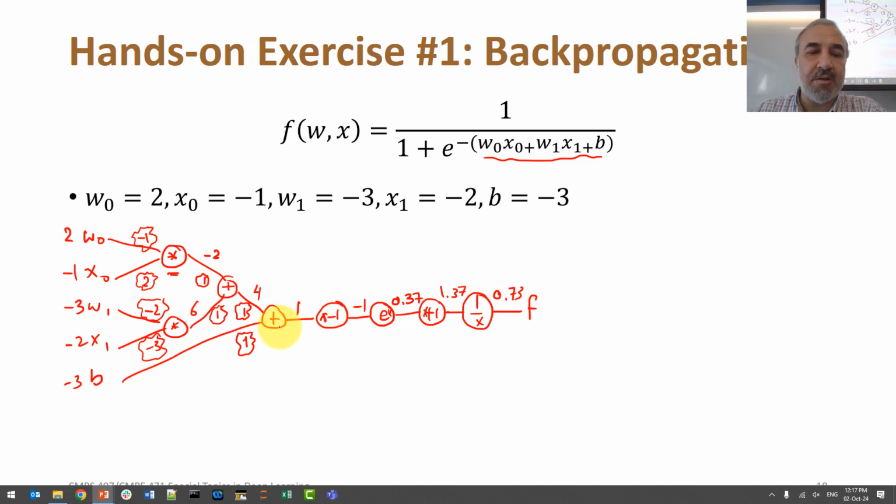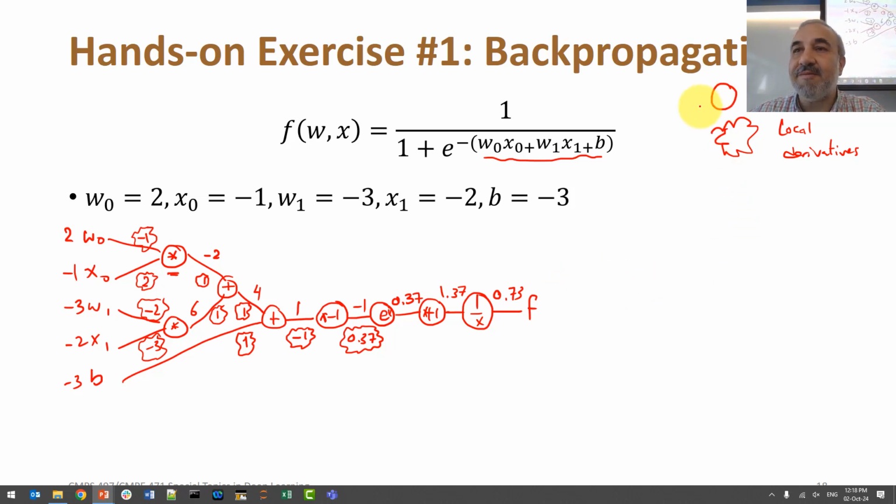Okay. How about now this operation? This is x times -1, right? Minus x. So what is the derivative of minus x with respect to x? -1. Then e to the power x. It's e to the power x, which is, you see it, right? 0.37. These things are local derivatives. Okay, is that clear now?